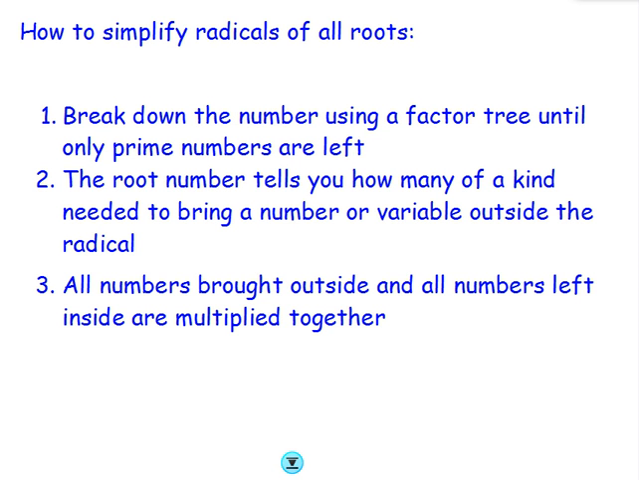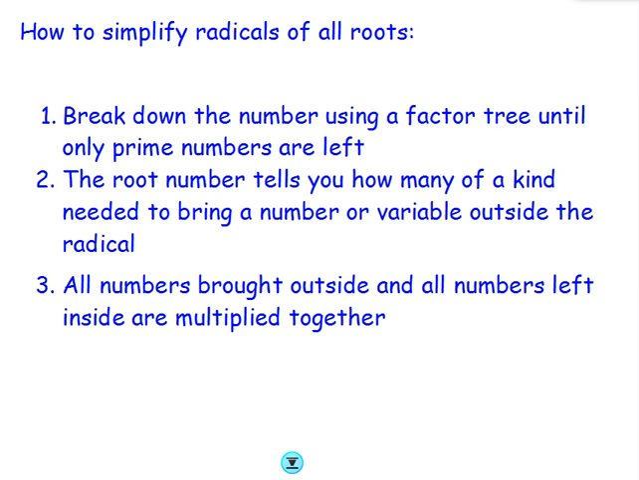Hello, today's lesson is a continuation of simplifying radicals. One of the big differences that you're going to see today is we are not just going to be looking at square roots. We might be throwing in cube roots or fourth roots or fifth roots. The other thing you will see new is you will have variables involved. So let's take a look at some instructions.